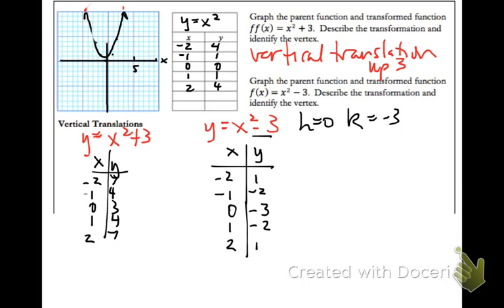So let's take off this graph. We still have our parent graph, and then let's graph this new one. So (-2, 1), (-1, -2), (0, -3). Draw a nice, smooth U-shaped curve. And you can see that this has shifted down 3. So we would call this a vertical translation down 3.